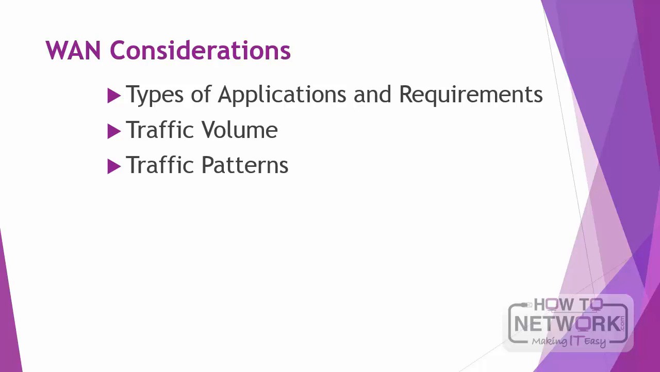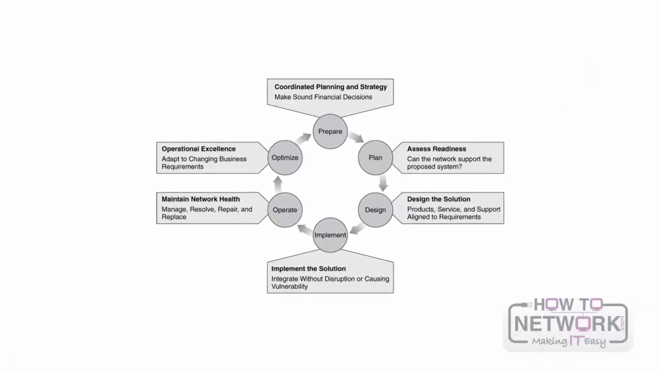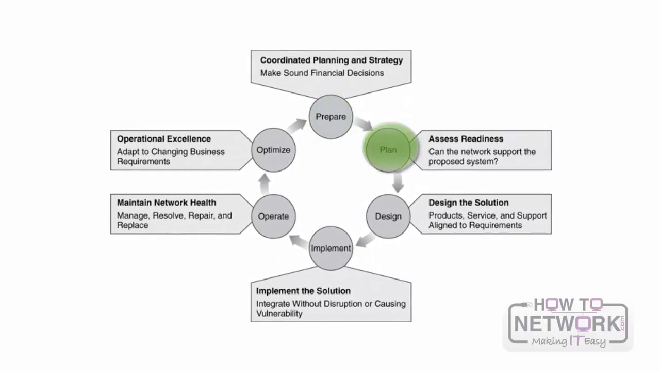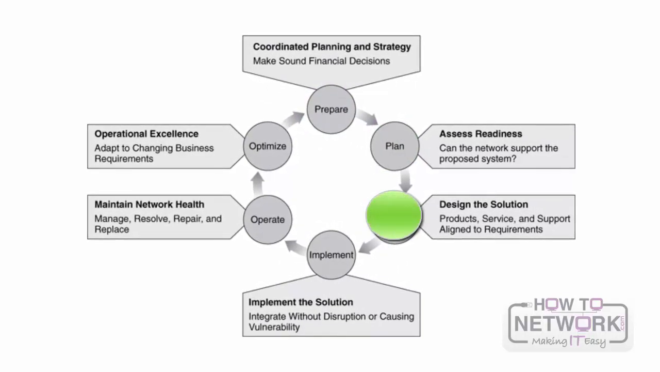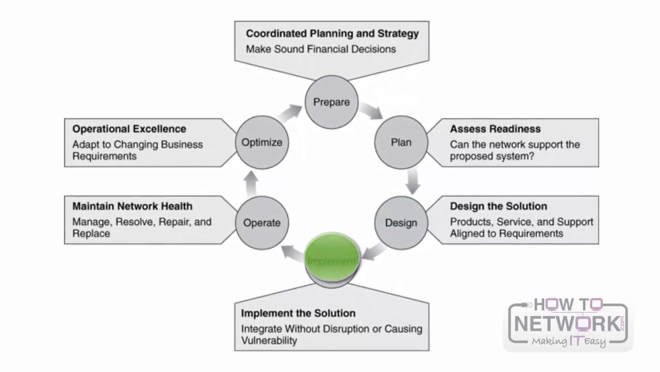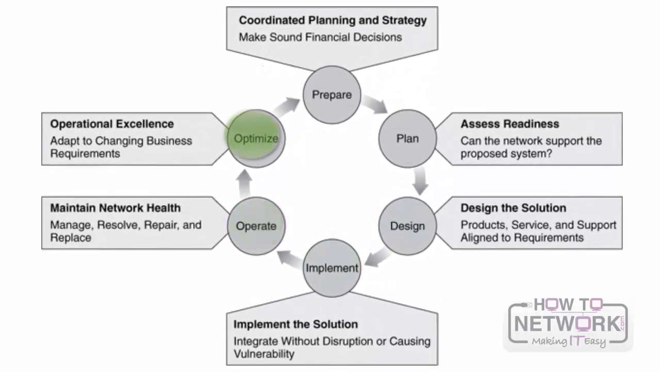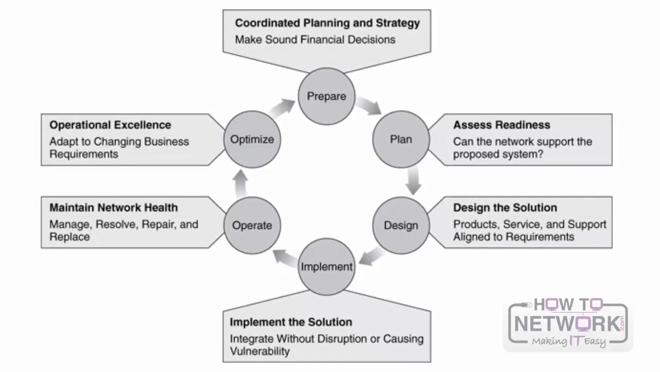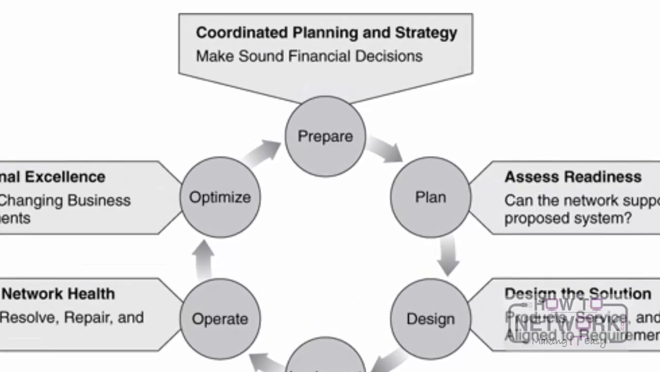Let's do a quick refresh of the PPD-IOO methodology. Cisco has formalized a network's lifecycle into 6 phases: prepare, plan, design, implement, operate, and optimize. And these phases are collectively known as PPD-IOO. Let's discuss the PPD-IOO phases in detail.